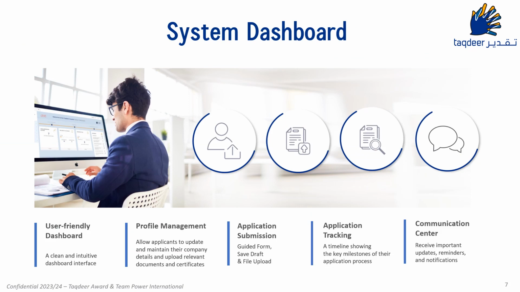System Dashboard. The Taqdeer Award application is facilitated online through the latest Taqdeer assessment system, offering the following key features. User-friendly dashboard with a clean and intuitive interface. Profile management allows applicants to update and maintain their company details and upload relevant documents and certificates. Application submission is performed through a guided online template with various functions, including save draft, spell check, and file upload, etc. Application tracking includes a function to track the application progress, displaying a timeline of key milestones in the application process. Communication Center enables applicants to receive important updates, reminders, and notifications.